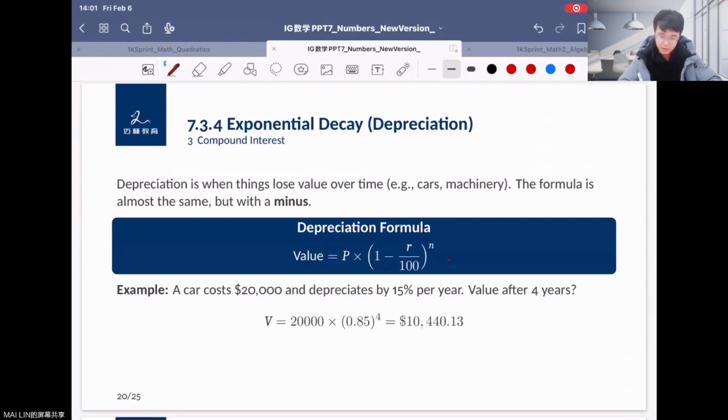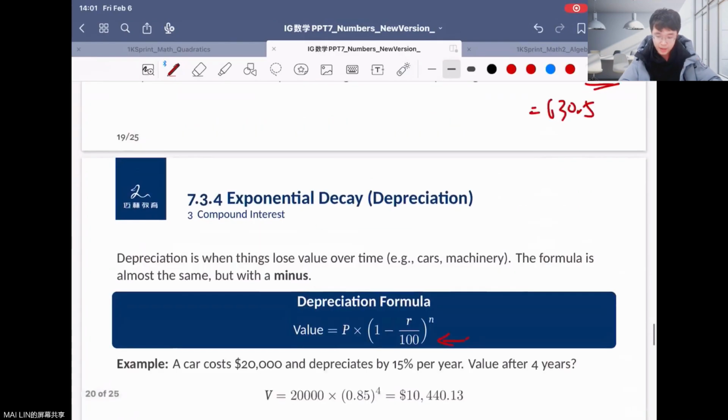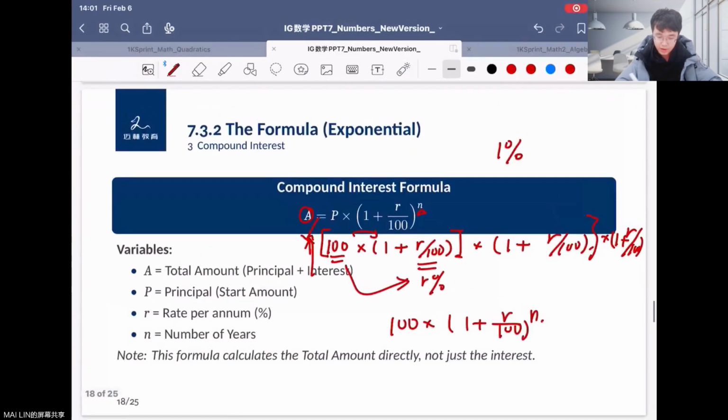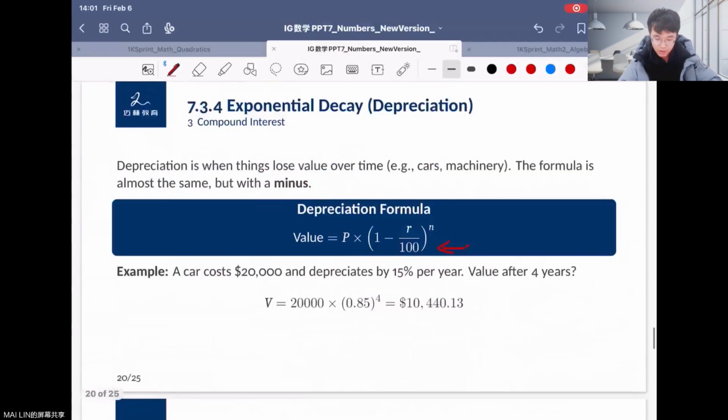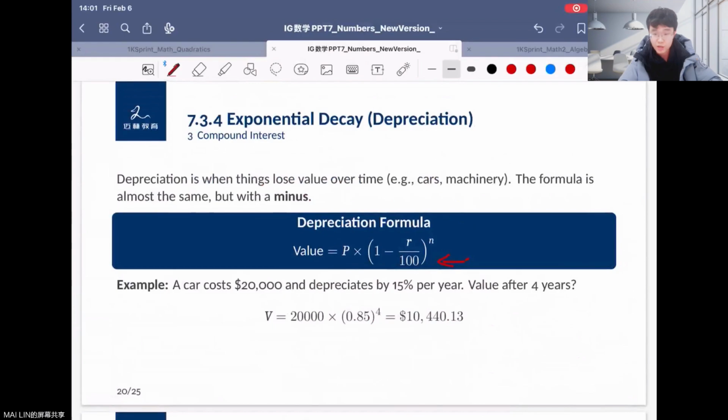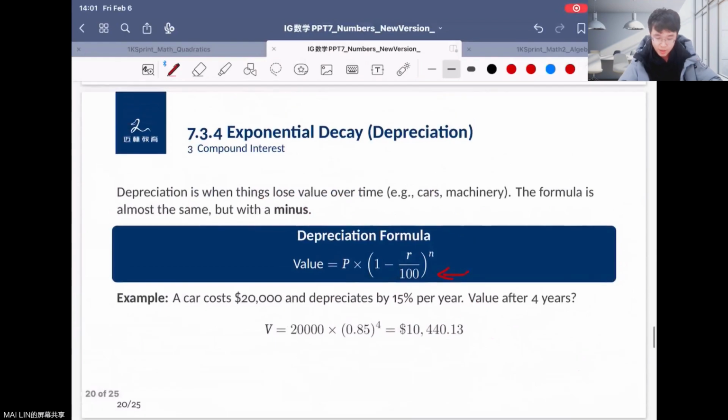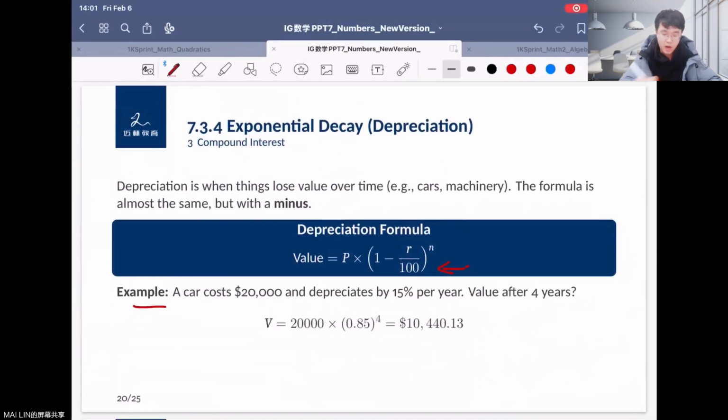So using the compound interest model, here is P times (1 plus R ratio) to the power n, right? And here you can also use the formula P times (1 minus R ratio) to the power n, okay? Here is an example: a car costs $20,000 and it decreases by 5% per year. What's the value after 4 years?